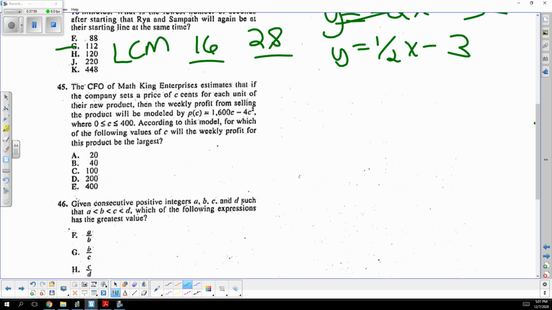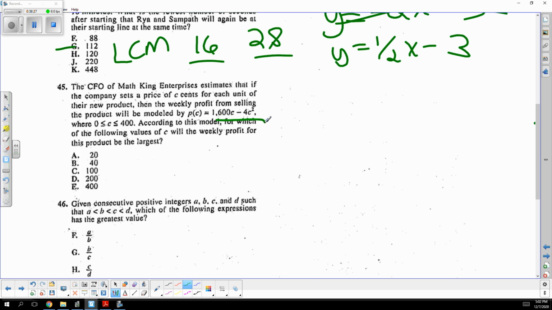So according to this model, what will be the largest profit? Okay. There's a couple of tricks for doing this. The easiest, you could graph the parabola. You could also do quad 2002 and enter.